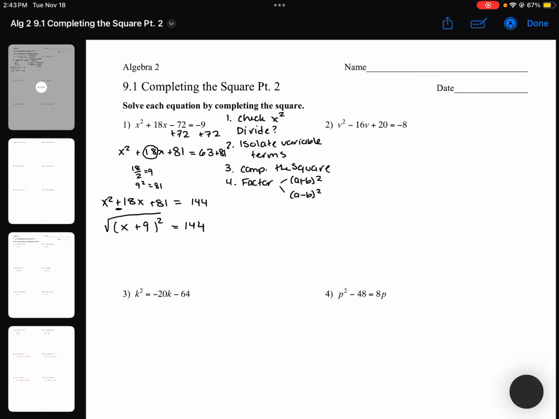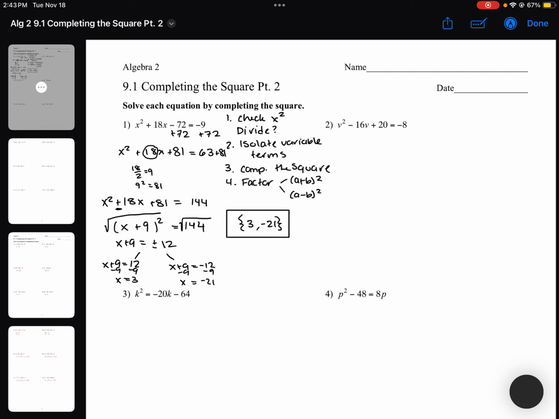Now we're going to use our square root property. So I'm going to get x plus 9. The square root of 144 is 12. We need to take both the positive and the negative. So I have x plus 9 equals positive 12, or x equals 3. And we have x plus 9 equals negative 12, or x equals negative 21. So your solution set for this is going to be 3 or negative 21. All right, so that is just a refresher from yesterday. That's what our process was.